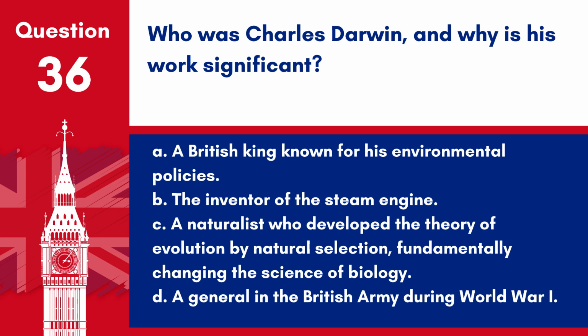Question 36. Who was Charles Darwin, and why is his work significant? A. A British king known for his environmental policies. B. The inventor of the steam engine. C. A naturalist who developed the theory of evolution by natural selection, fundamentally changing the science of biology. D. A general in the British Army during World War I.